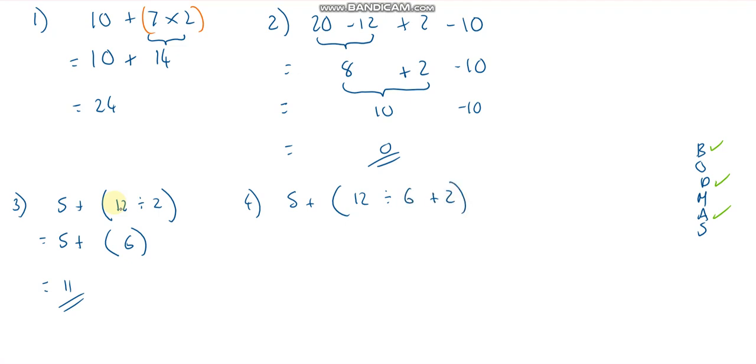Once I'm inside the bracket, I then have to do Bodmas in the bracket. So I'd have to do the divide first, and then the add and subtract second. So for that one, it'd be 5 plus 12 divided by 6 is 2, so I get 2 plus the 2. Then I would do the 2 plus the 2 for 4, and then I would finish it off with 9. Don't forget your signs.